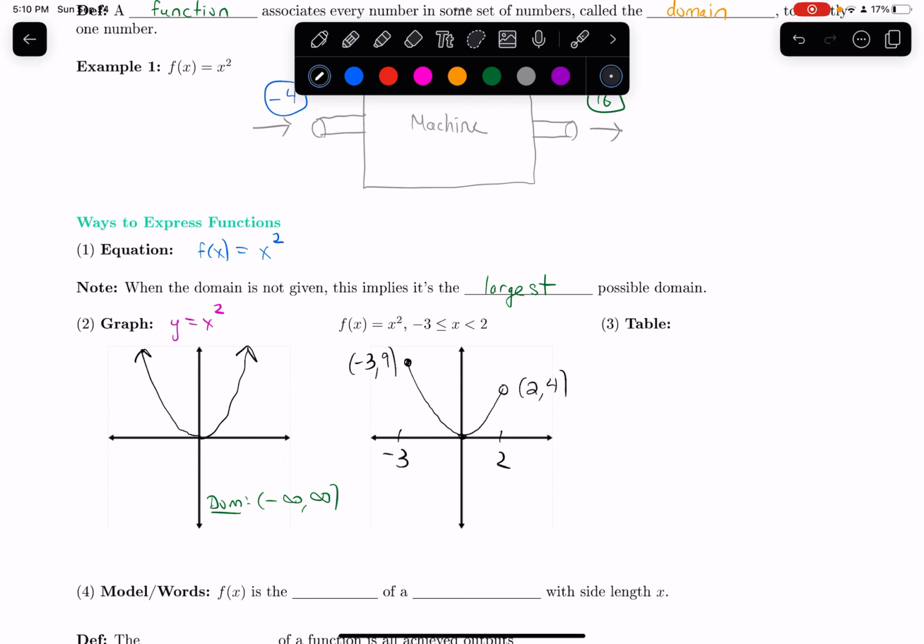Okay. Alrighty, so for this graph, the domain is specified, and I have a bracket at -3, and a parenthesis at 2 because that's not included. Okay, so that's the second way I can express a function, as a graph.